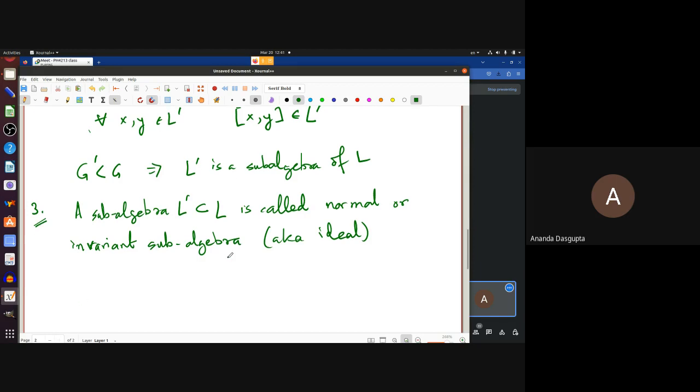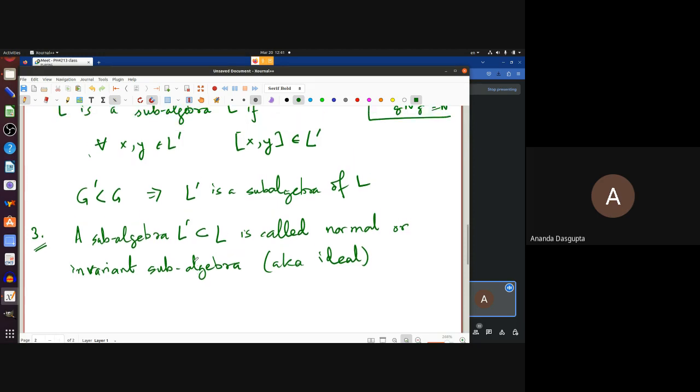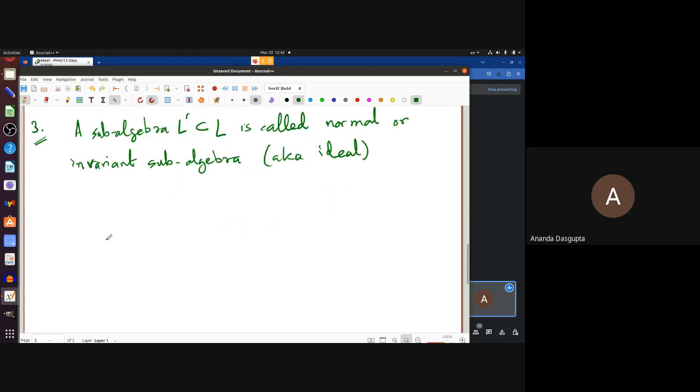Basically what you say is something like this. It's again closure in a sense under the Lie bracket, but a more general closure than this. Here, what we are saying is if X and Y both belong to L prime, the bracket will belong to L prime. That's the subalgebra definition. This is more strict. You are saying for all X belonging to L prime and Y belonging to L, anywhere in L. This is what is extremely important here.